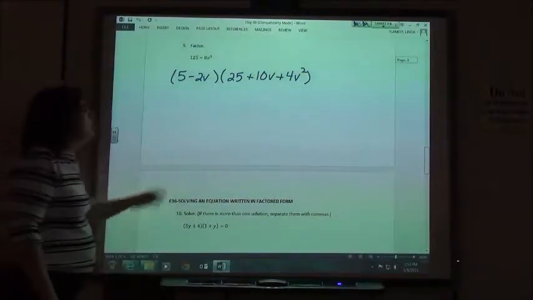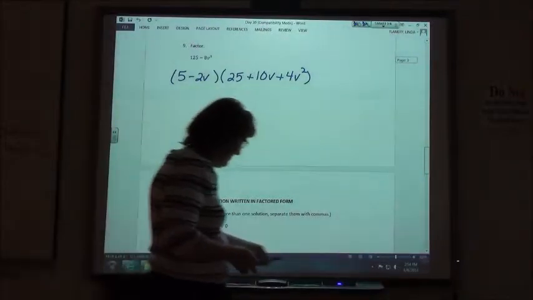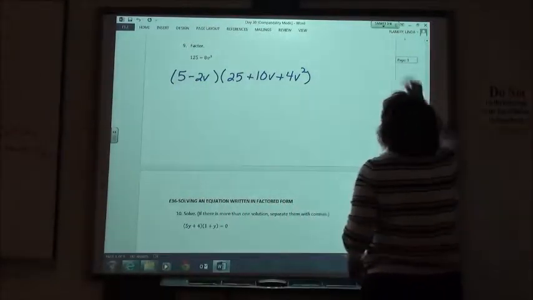Again, if you're really not sure, multiply it out, check to see if it works. It should. The next ones.